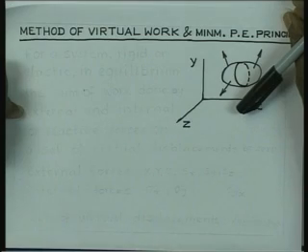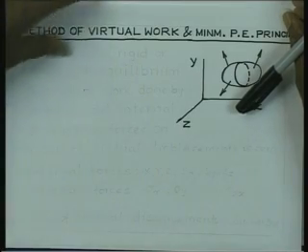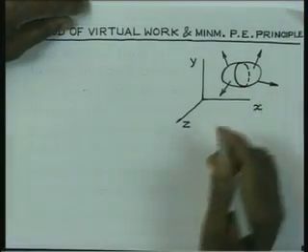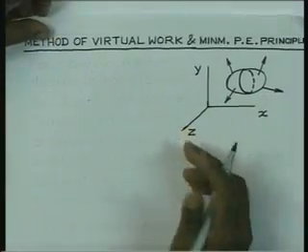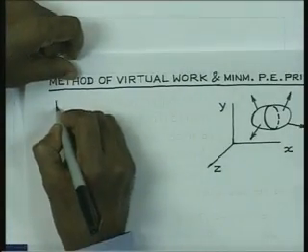So, the method of virtual work is stated like this: for a system rigid or elastic in equilibrium, the sum of work done by external and internal or reactive forces on a set of virtual displacements is 0. So, let us consider, let me first write this principle.